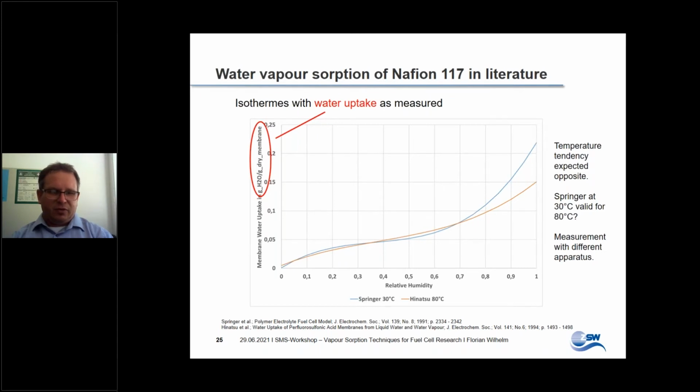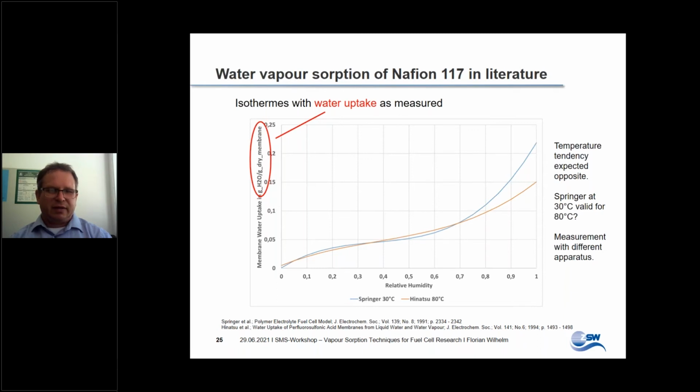There is a second publication which is quite often cited for this subject, that is Hinatsu and colleagues. They measured also the membrane water uptake a few years later, employing the same material, and as you can see, they obtained at 80 degrees Celsius a much flatter curve. So for the low RH values, both curves agree quite well, but for high RH, you see some significant deviation between both measurements.